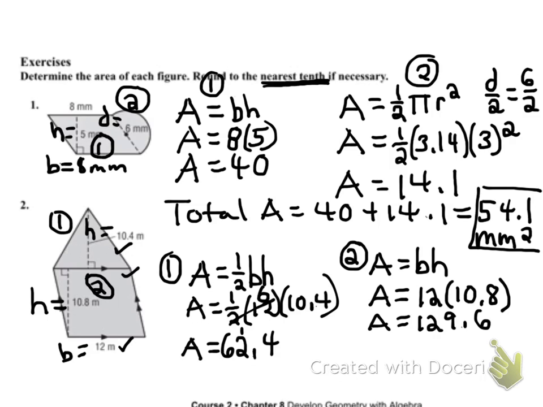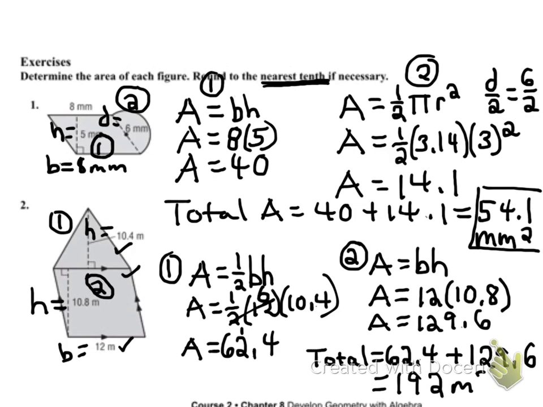So if we take our triangle and our parallelogram and add them together, the total would be 62.4 plus 129.6, which equals 192 meters squared.